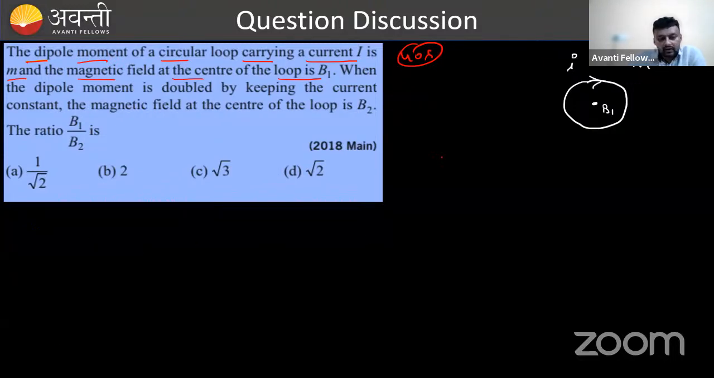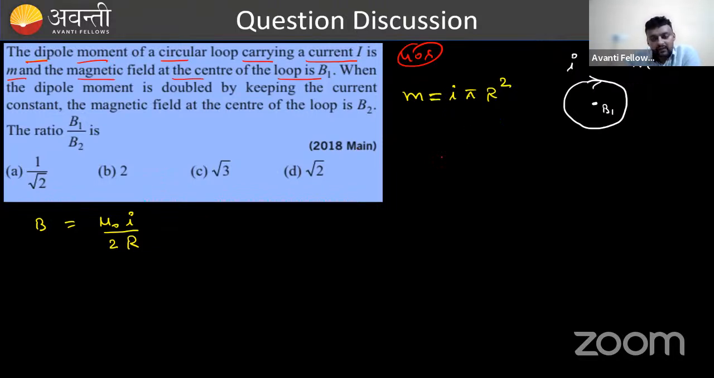Now coming back. Magnetic field at the center of a circular loop is what? Mu naught I divided by 2R. Is this formula clear? Do you remember this relation? So this is the magnetic field at the center. Now they are saying that the magnetic moment is given as M. So if you write the magnetic moment of this loop, it is nothing but I into area. Area is what? Pi R square. Clear? This is the formula for magnetic moment.